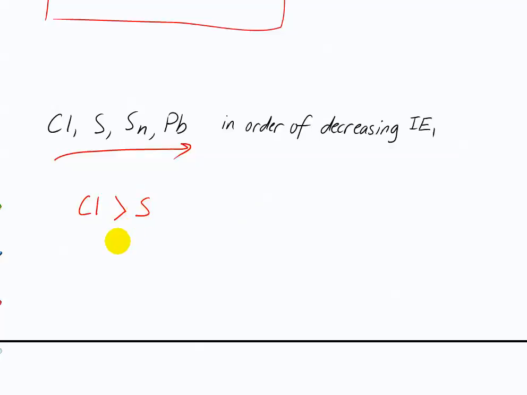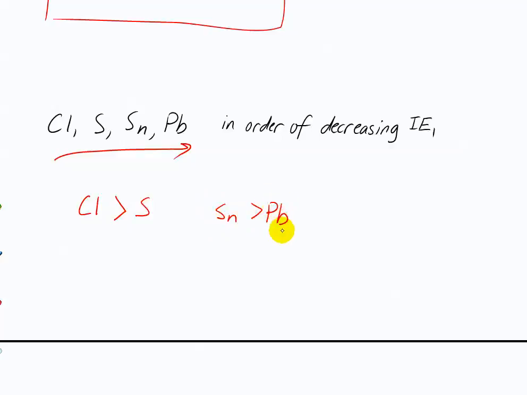Okay, let's look at the other two. Tin and lead, right on top of each other. Which one there has the greater ionization energy? Tin. And why? Different shell. Yeah, different shell. Lead's first ionization energy is taking out a 6p electron, whereas tin's is taking out a 5p electron. And so a 5p electron is going to have a stronger interaction with the nucleus. So tin is greater than lead.